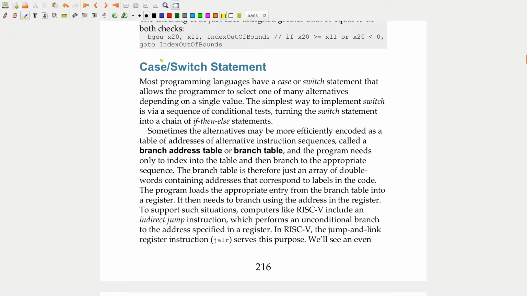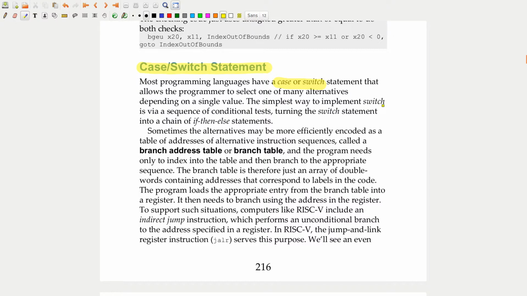Little optimizations. That's the thing about programming in assembly. In assembly, you can do a lot of these tricky optimizations that are not that straightforward. Most programming languages have a case or switch statement. If you don't know what a case or switch statement is, you can think of it as a different way of writing lots of if, else if, else if. It's a cleaner way.